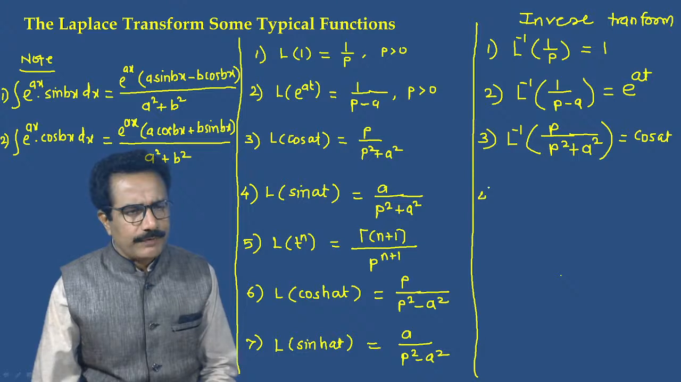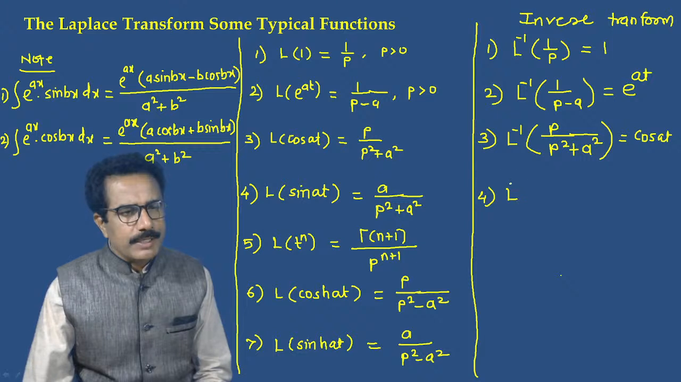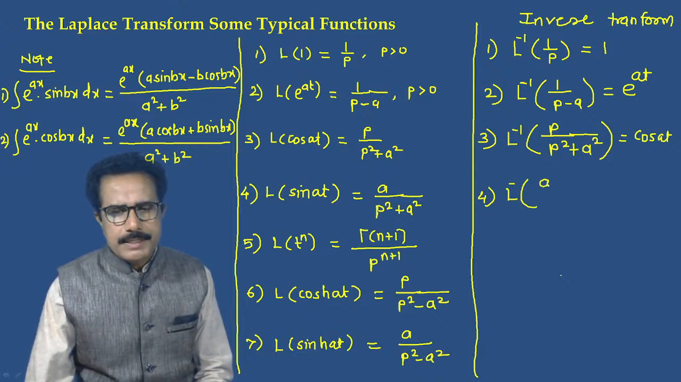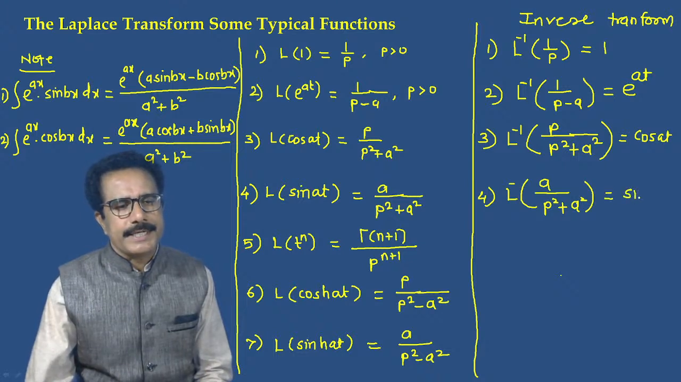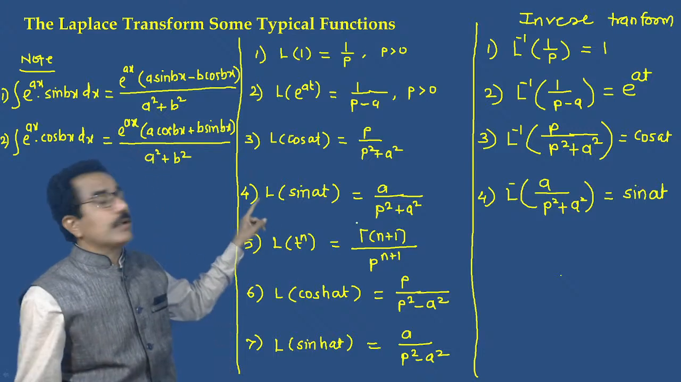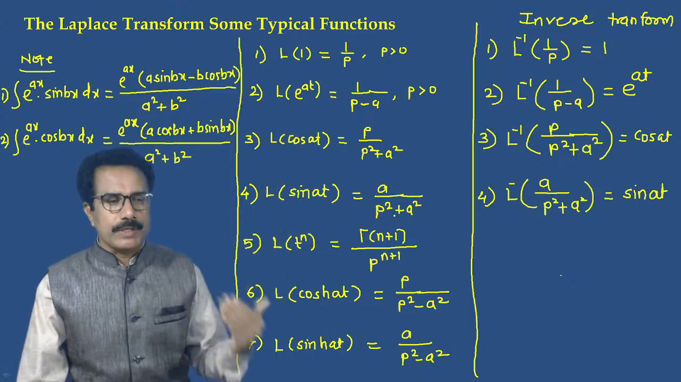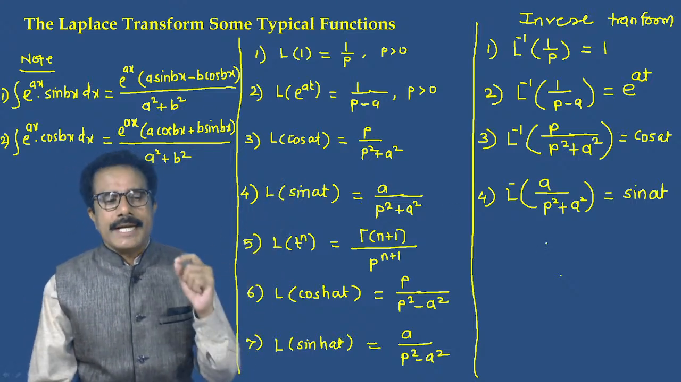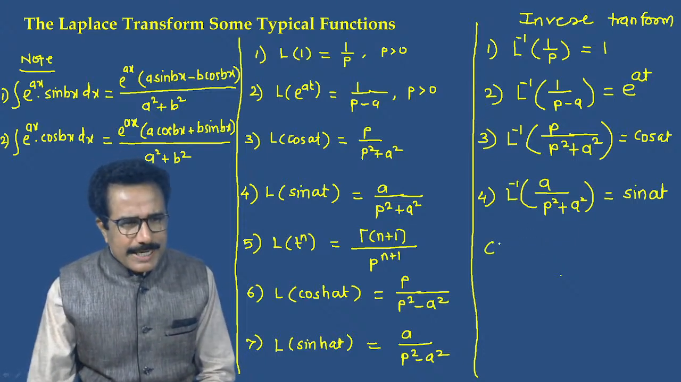Similarly, from the fourth formula we can write the inverse Laplace transform, that is L inverse of a divided by p square plus a square. So we will get the answer sin at. Is it okay? Because the Laplace transform of sin at is a divided by p square plus a square.